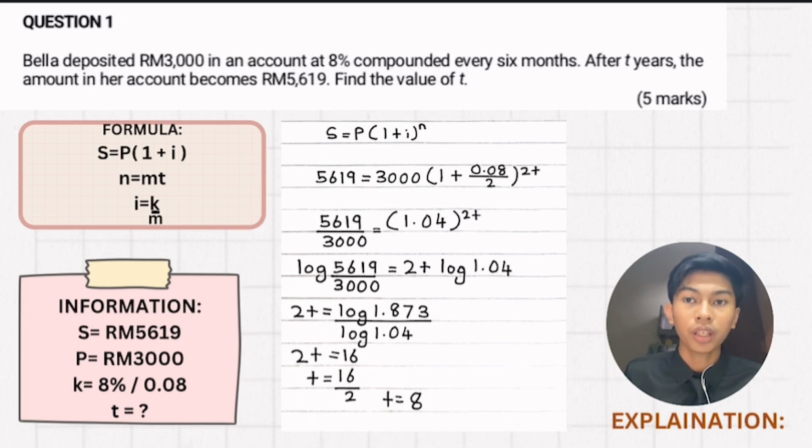And then solving it, we get power of 2T equals log 1.8733 divided by log 1.04. The answer for 2T is 16. And then 16 divided by M, where M is 2, and we get the final answer. Time is 8.